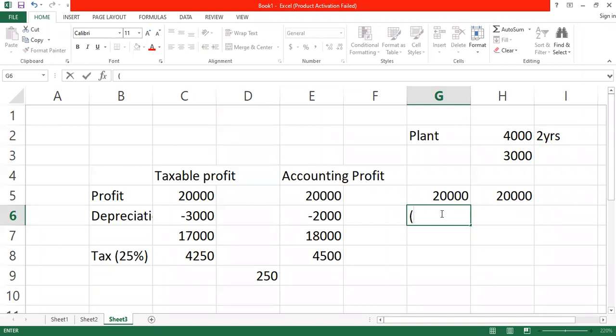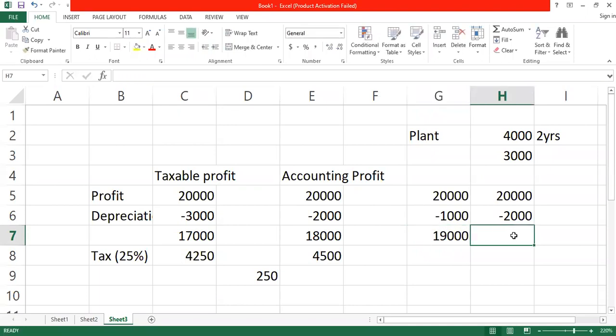The asset is 4,000. They have given a capital allowance of 3,000, isn't it? So they will now give 1,000, because 1,000 is left. And the accounting profit will still be charging a depreciation of 2,000.